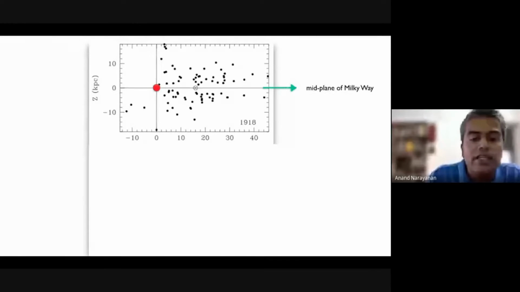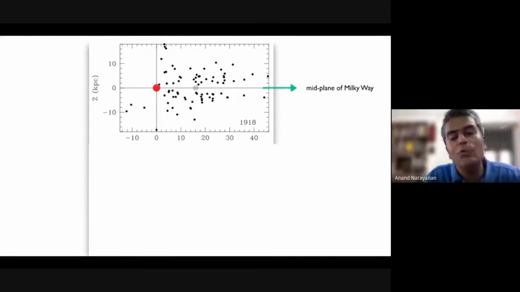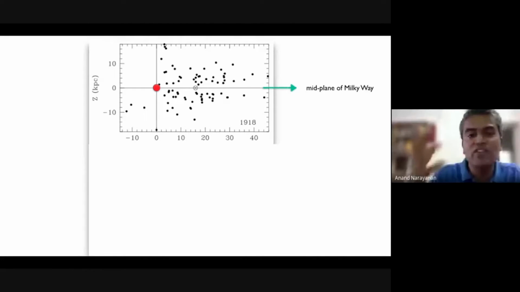The horizontal axis is distance from us in terms of kiloparsec. That's what KPC means, kiloparsec. Those are 1000 parsec. And remember that 1 parsec is 3.26 light years to be exact. So this red dot is us. That is the solar system, and every black dot that you see here is the position of a globular star cluster that Shapley measured.